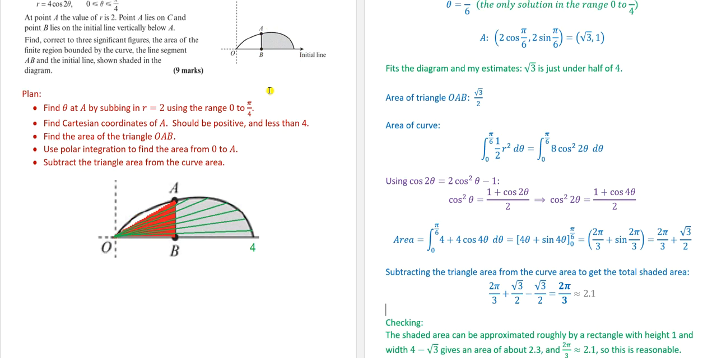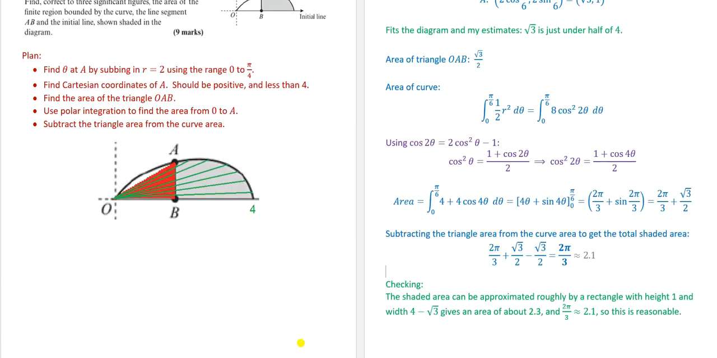4 at the extreme end, root 3 at B. So the width of that is going to be 4 minus root 3. That's 2 and a bit. And then the height between A and B is 1. The curve might get a bit higher than 1 in between, but probably not high enough to make a huge difference to our estimate. So although this rectangle will not necessarily be a strict upper limit, it is going to be approximately equivalent to my value. So if we multiply 4 minus root 3 by 1, we get roughly 2.3, which is pretty close to 2.1, so I'm happy that my answer is reasonable.